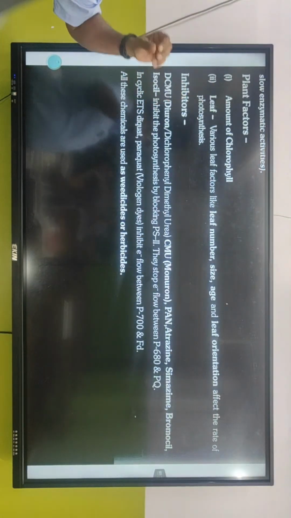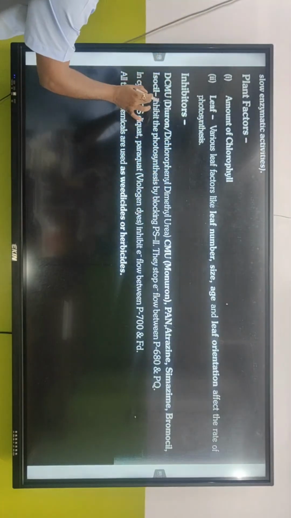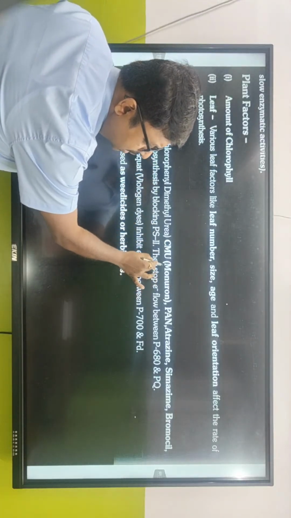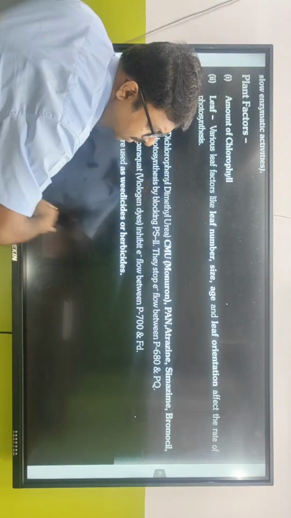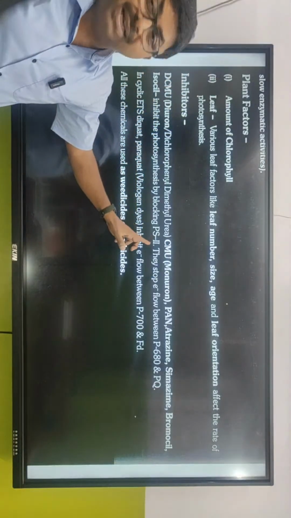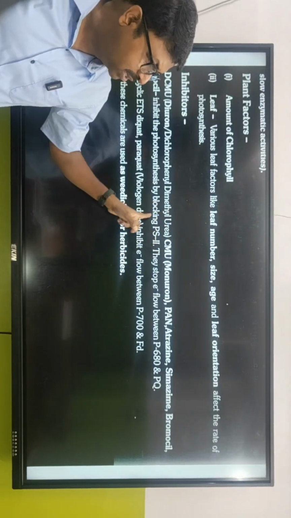Achha, water. Achha, there are some inhibitors which can close the stomata. That is called diuron, dichlorophenyl dimethylurea, DCMU. That is called monuron. PAN, atrazine, simazine, bromacil. They inhibit the photosynthesis by blocking PS2. It can block the PS2. So these are the chemicals which can block the PS2.